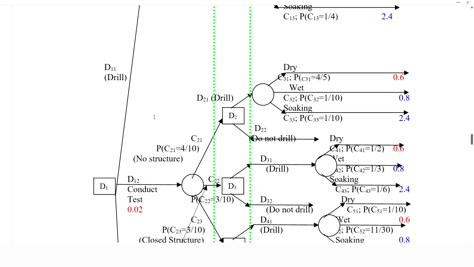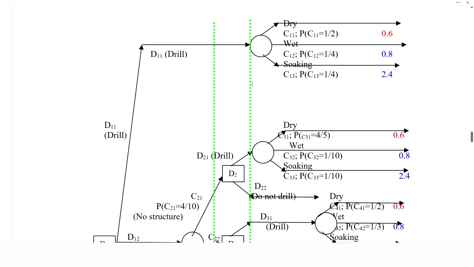Now, when you drill it, obviously you do not have any idea about the structure, you immediately drill it and find out the characteristics as dry, wet, soaking. The chance fork is C11 as you are starting from there for the first one which is dry, then C12 for wet and C13 for soaking. So, the chance fork at the top where the mouse is hovering is given by the number C1.